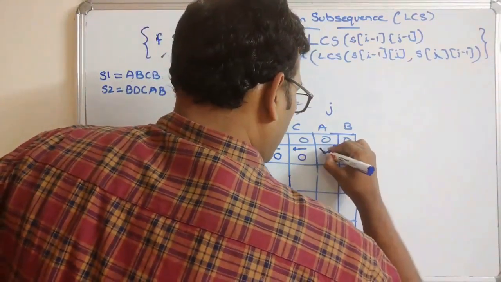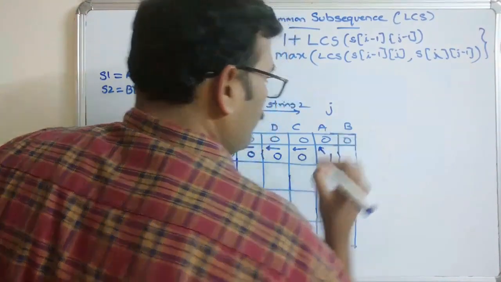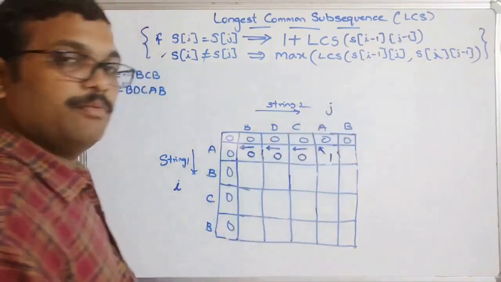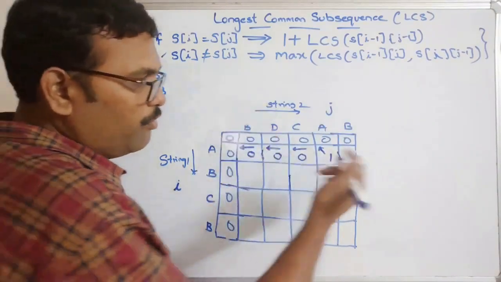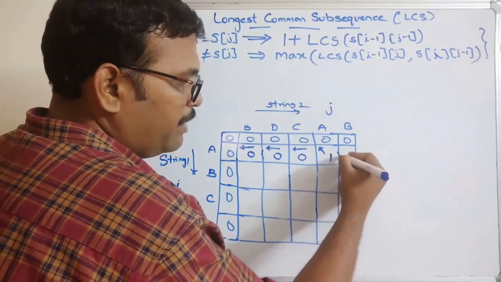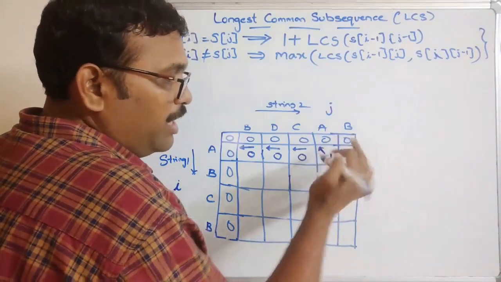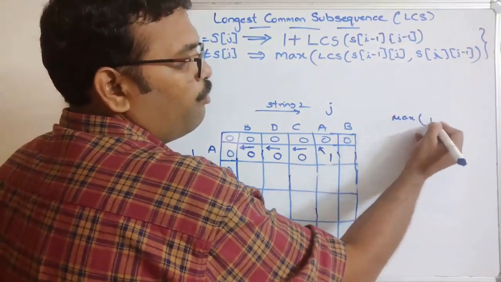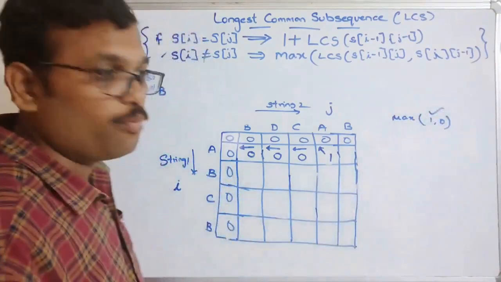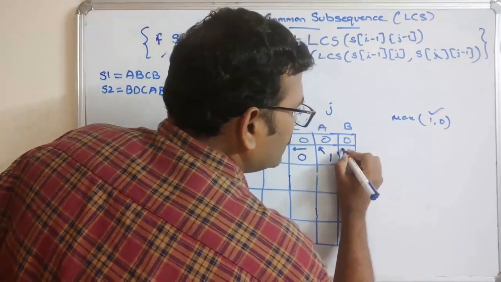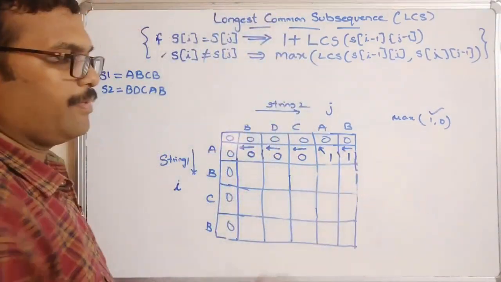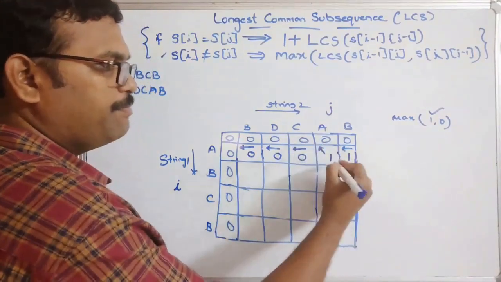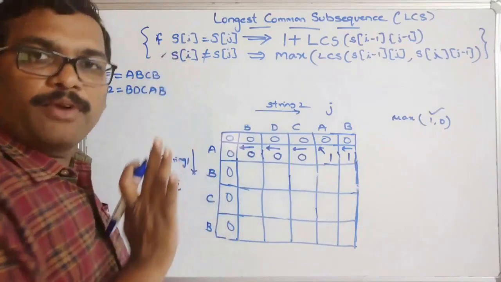So 1, and in this way we have taken 1. Now A and B both are not equal, so we have to compare and take the maximum of the diagonal. So here we are having 1, here we are having 0, so the maximum of 1 comma 0, obviously we have to consider 1. So I will consider 1, and that is from this cell. Okay, so hope you understood. Very simple, just applying these two formulas.